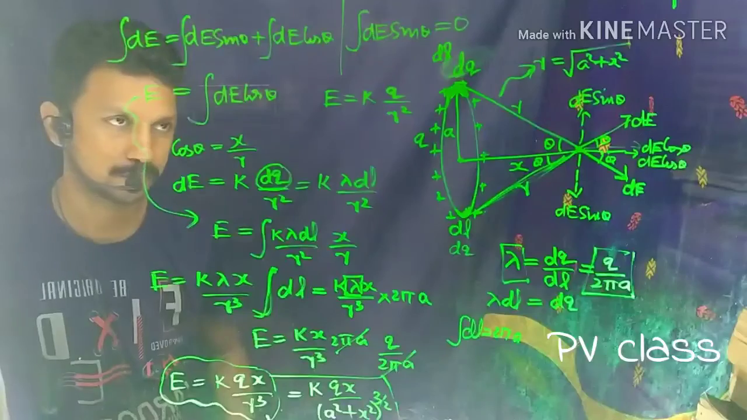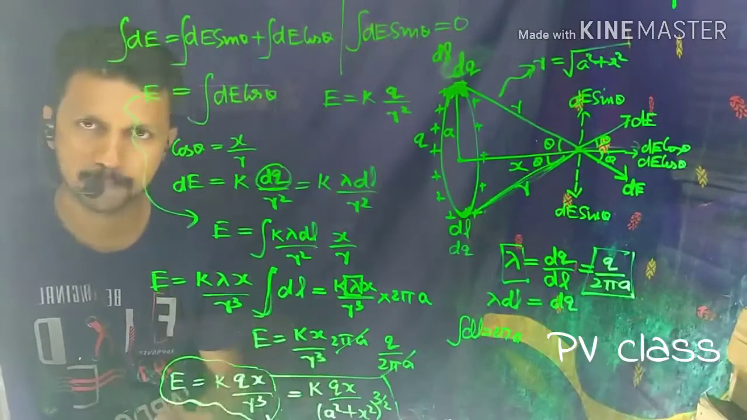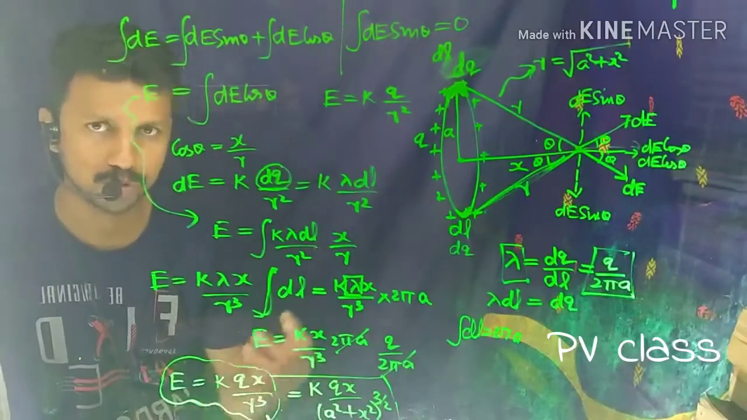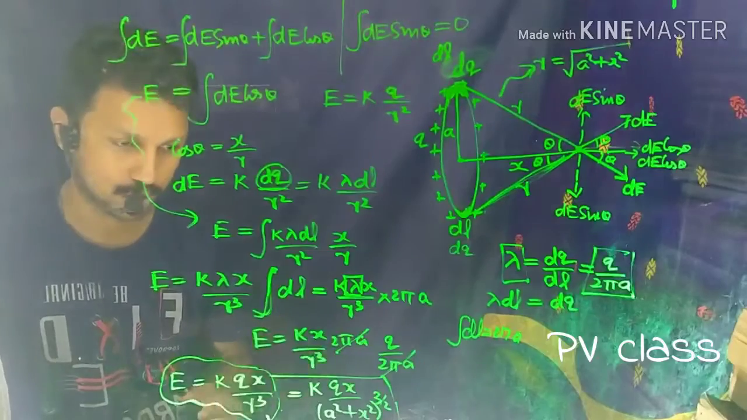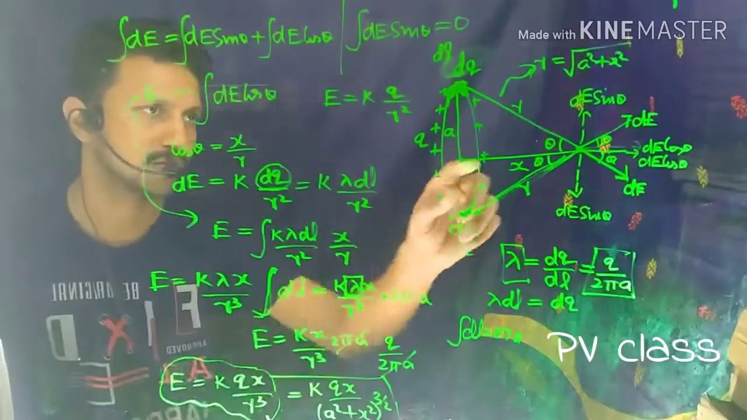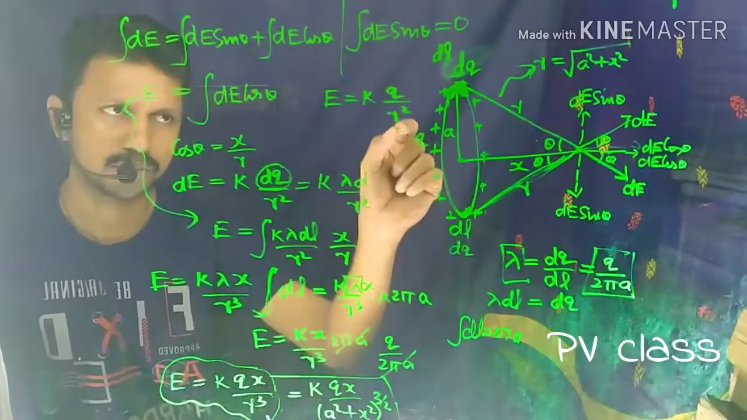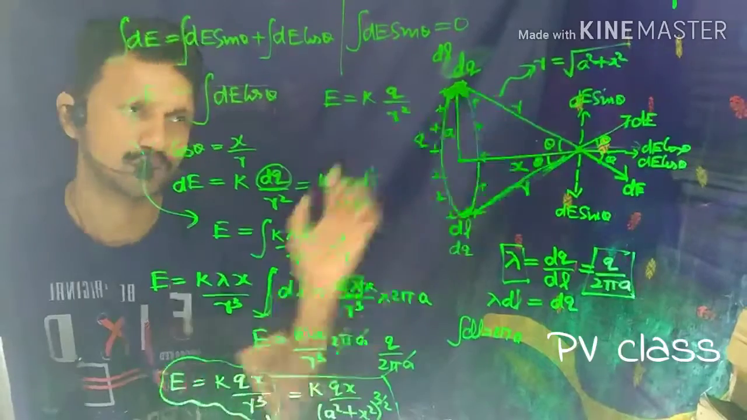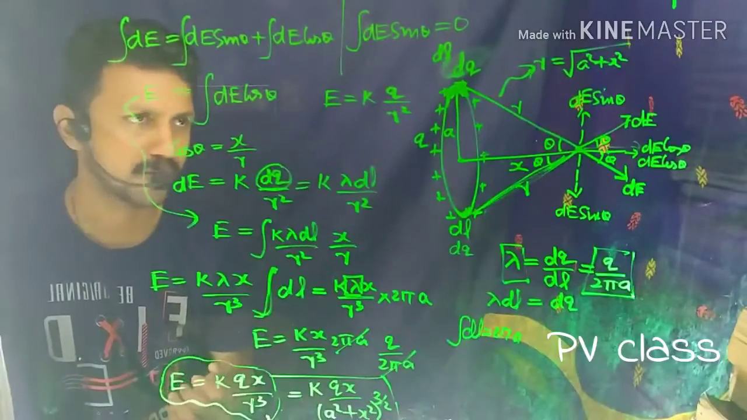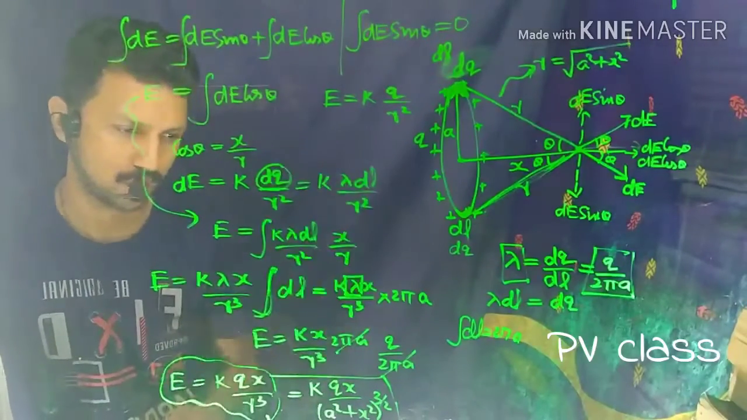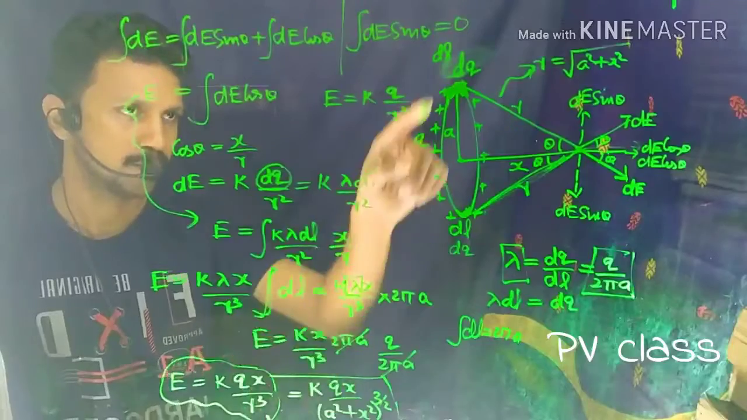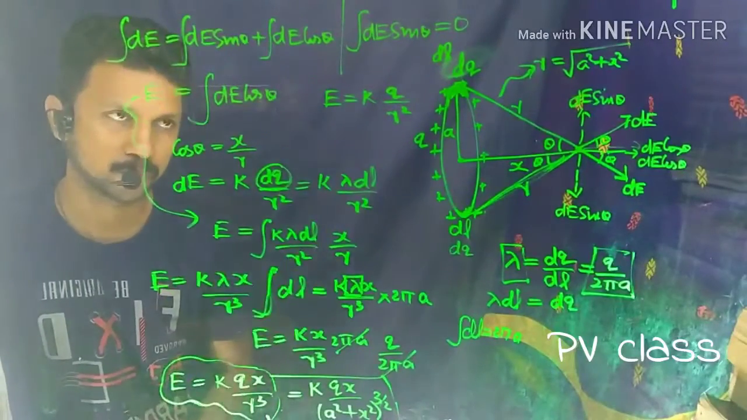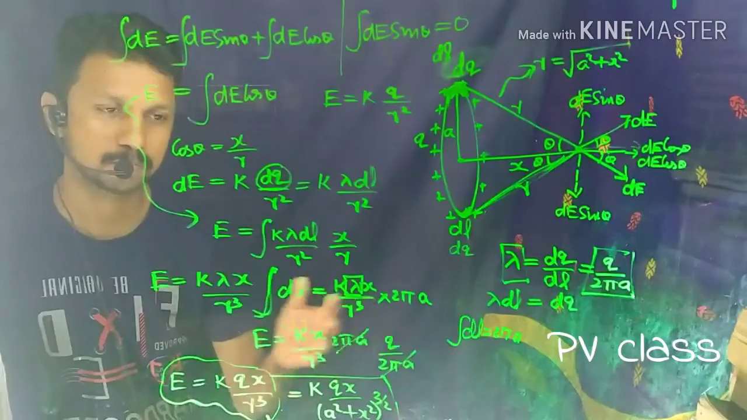What is k? k is 1 by 4 pi epsilon 0, or its value is 9 into 10 raised to 9. x is the axial distance, or the distance from center of the circular loop to the axial point. What is a? a is the radius of the circular loop. q is the total charge of this loop. That is the expression for electric field intensity at the axis.